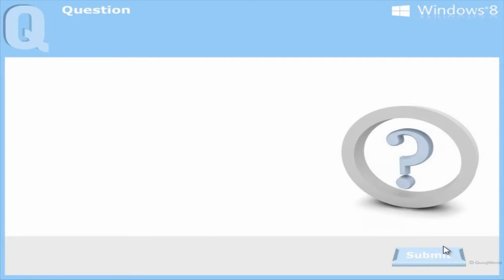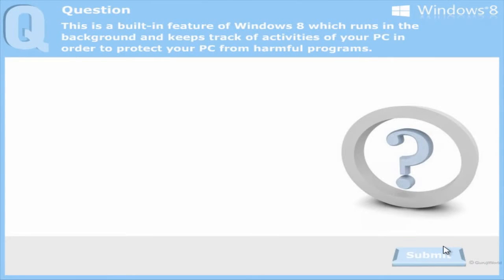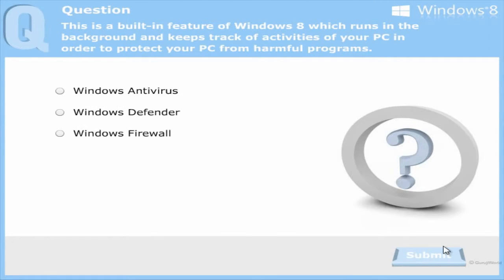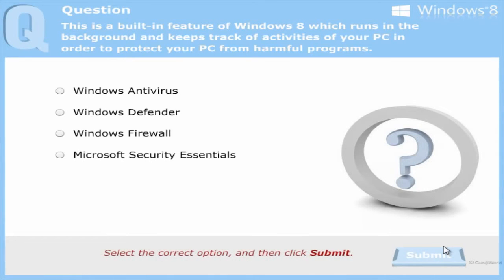Question: this is a built-in feature of Windows 8 which runs in the background and keeps track of activities of your PC in order to protect your PC from harmful programs. Windows Antivirus. Windows Defender, Windows Firewall, Microsoft Security Essentials. Select the correct option and then click Submit.